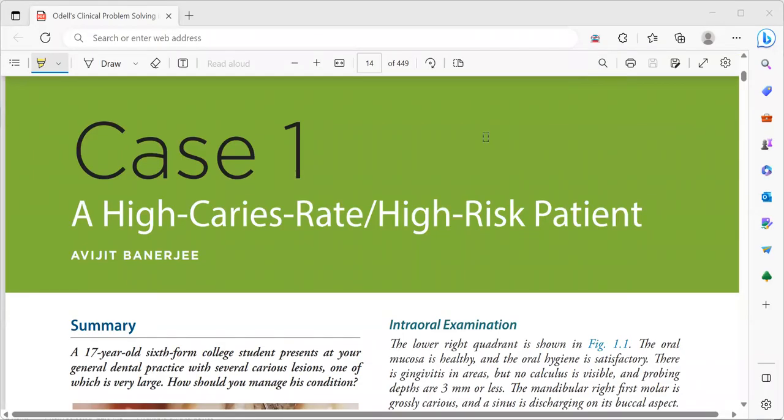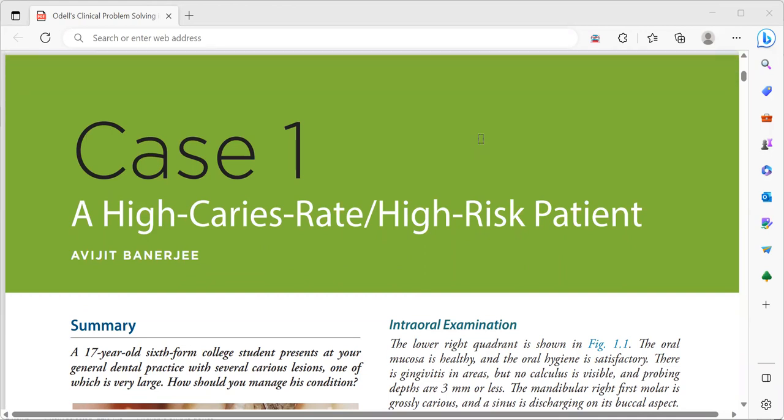Welcome back, everyone. As I promised, we will do the Odell cases today, and I would like to start with case one, which is about caries. You all know it is a very important topic for the ADC, be it part one or part two. Caries is very important because these are the patients we would see most commonly when we practice as dentists in Australia or anywhere else.